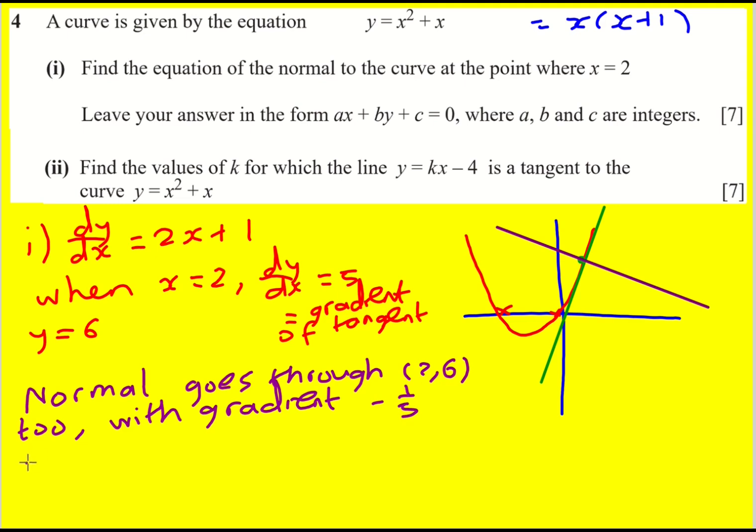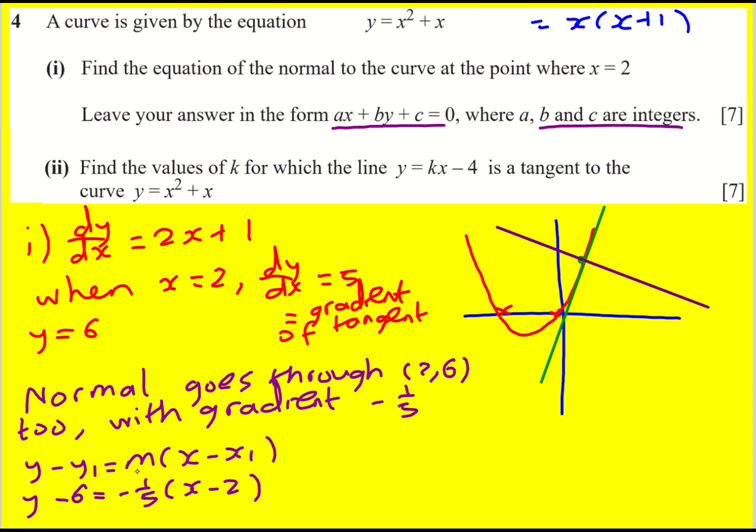And you've got two options. You can either use y equals mx plus c, or you can use y minus y1 is equal to m times x minus x1, and you get to the same place. I'm using the latter: y minus 6 equals -1/5 times x minus 2. We're now asked to leave it in this form with a, b, and c integers. So I'm going to multiply it through by 5. 5y minus 30 is equal to minus x minus 2, which becomes minus x plus 2 when we expand the bracket. And finally, x plus 5y minus 32 is going to equal 0.